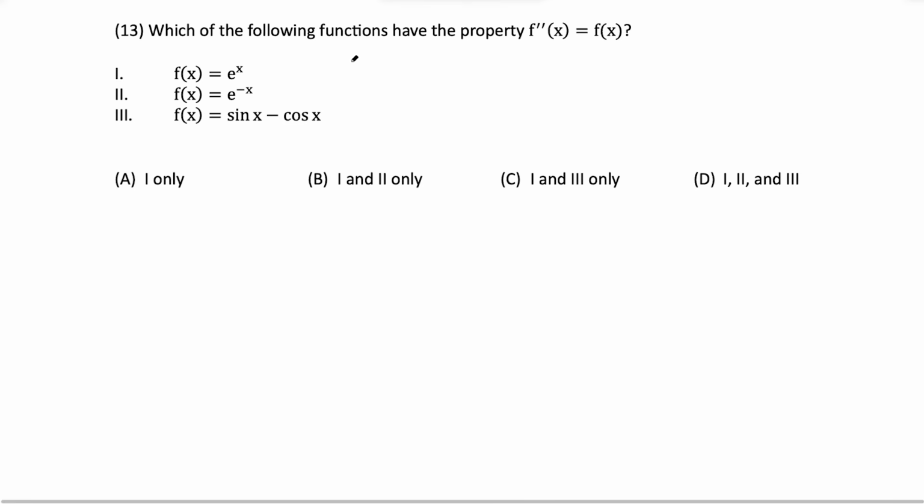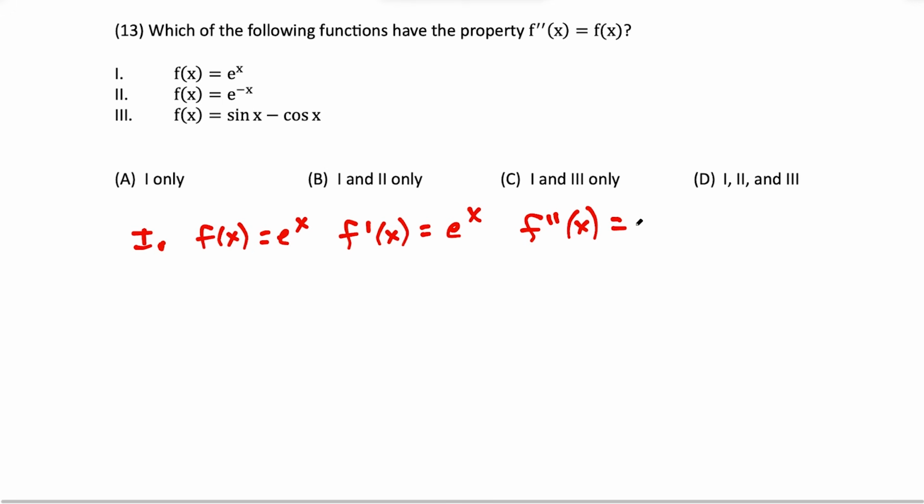Question 13, we want to know which functions have the property that f double prime of x equals f of x. For these Roman numeral questions, you just have to go through them one by one. For Roman numeral 1, we have f of x is equal to e to the x. Now if we find f prime of x, the derivative of e to the x is e to the x. And if I take another derivative, the derivative of e to the x is still e to the x.